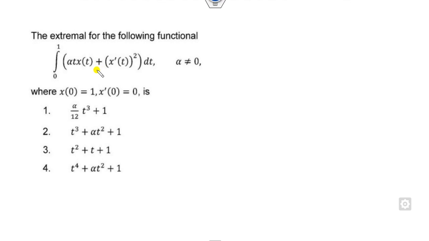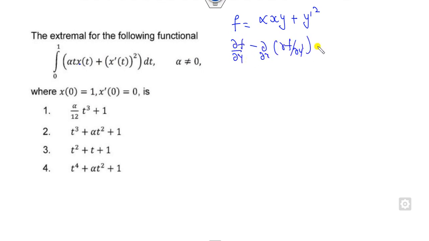Okay, look at this one. So this is similar to this. I can simply take F. I can replace x of t, I can take it as y, so that I can take similar to this. Now I can take this equation again, the partial derivative with respect to y dash.